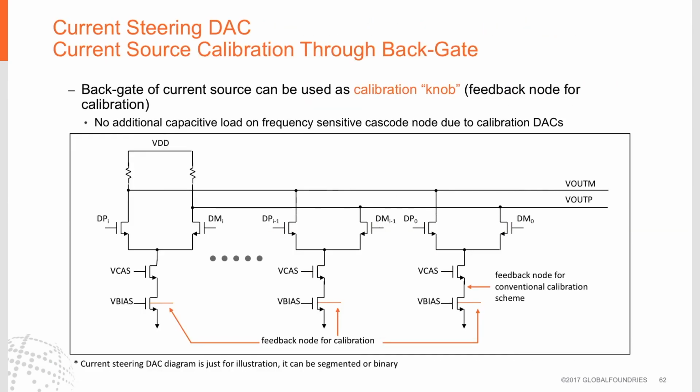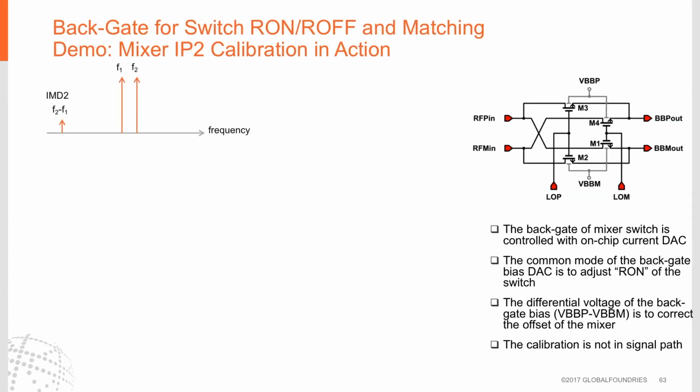The backgate bias can be used to calibrate a current steering DAC. In this case, we don't have to manipulate the V-bias node. The backgate can be accessed directly to control individual segments or individual cells for calibration.